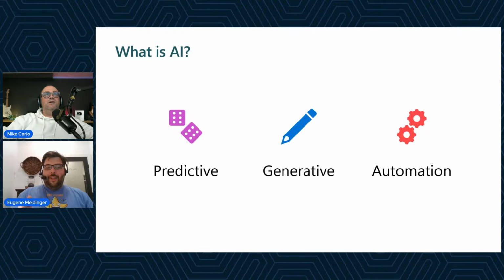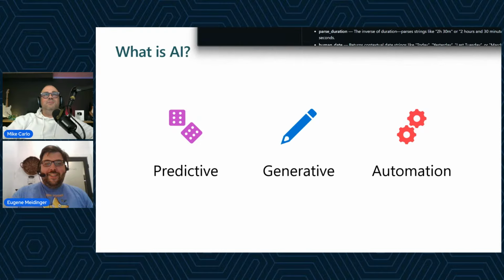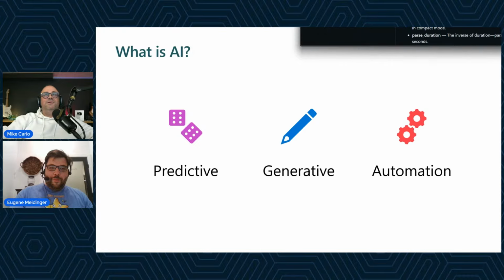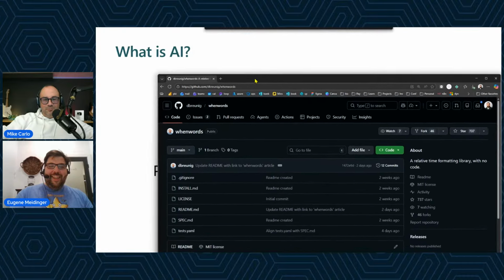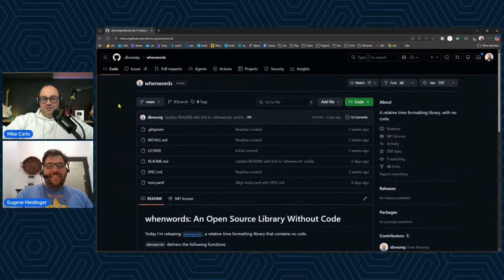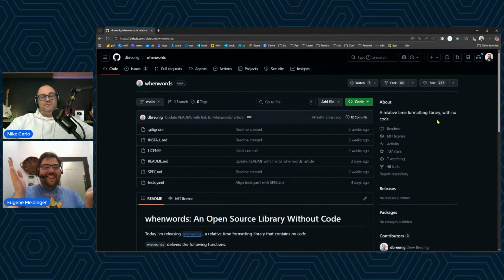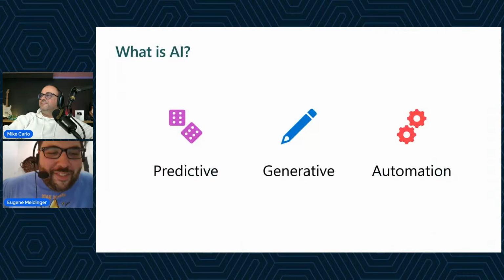So it's on GitHub. I just found it. It's on GitHub, and it's called WhenWords. Yep, you got it half on the screen. Yep, there you go. Oh, sorry, I was going to pull down here. WhenWords. Here's what you're talking about. WhenWords, a relative time formatting library with no code. No code. Amazing. This is the world that we live in. Yeah, you can just pull things up.